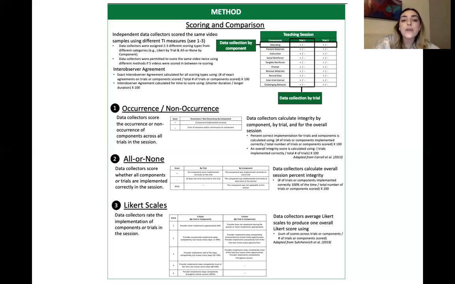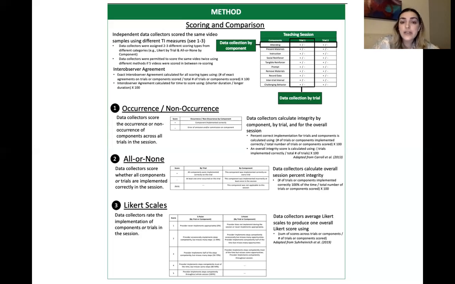Our next category was all or none. We had 2 types of data sheets in this category: all or none by component, and all or none by trial. Data collectors scored whether all components or all trials were implemented correctly. A minus would be scored if at least one error occurred on the trial or component. Data collectors then calculated overall session percent integrity by either trials or component, depending on the scoring type.